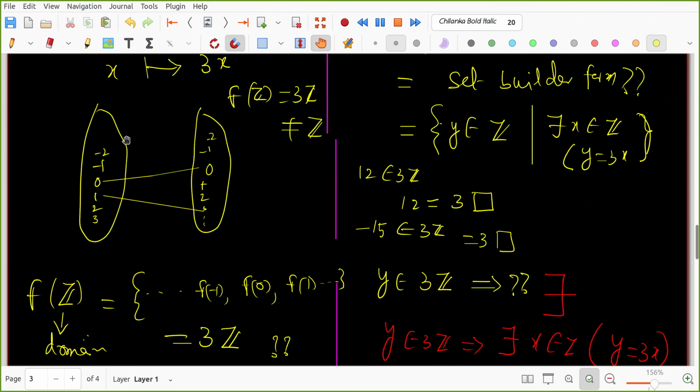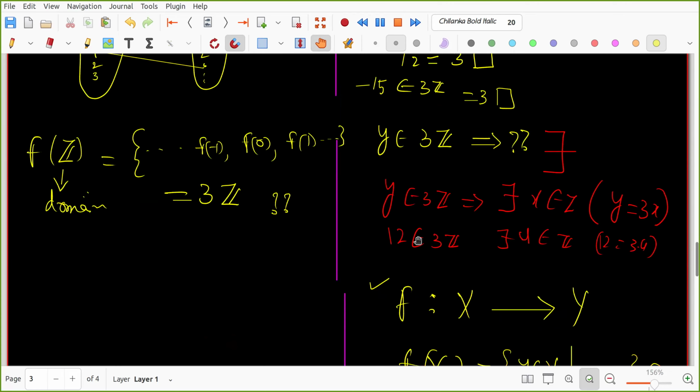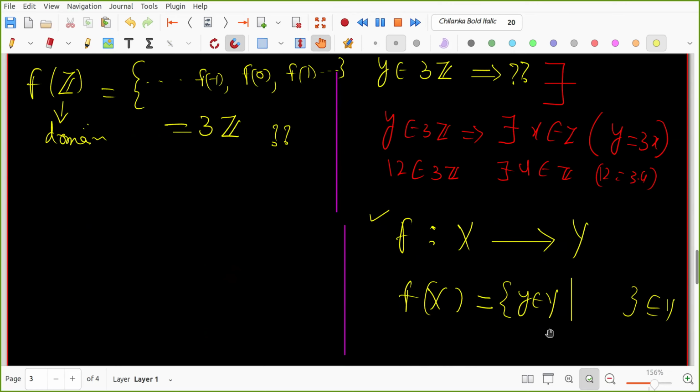Okay, this is the map Z to Z, f of Z. Okay, this is the domain. Now I am asking about x to y, right?